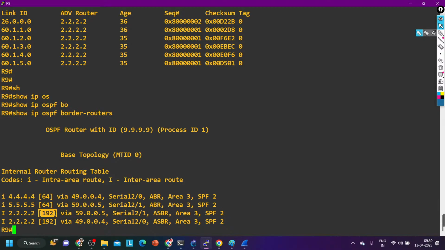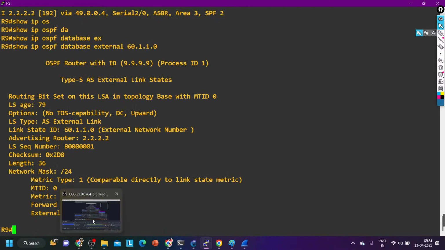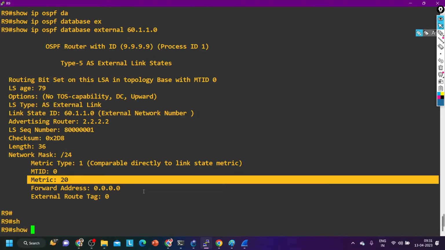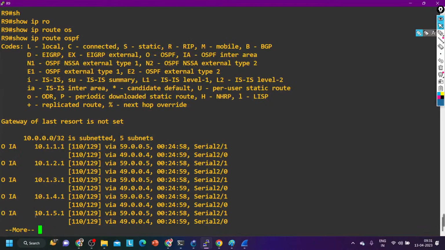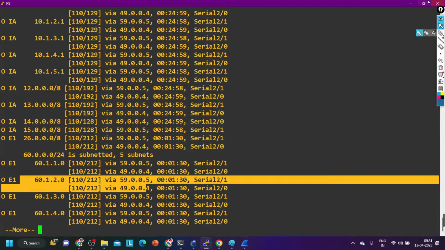And the cost from 2.2.2.2 to the destination 60 network is what? So, show IP OSPF database external, after that 60.1.1.0. See, the cost is what? 20. So 192 plus 20. What value will you get? 212. So that's why it is storing it. It has installed the external prefixes with what metric? 212. Done. So I hope it is clear.